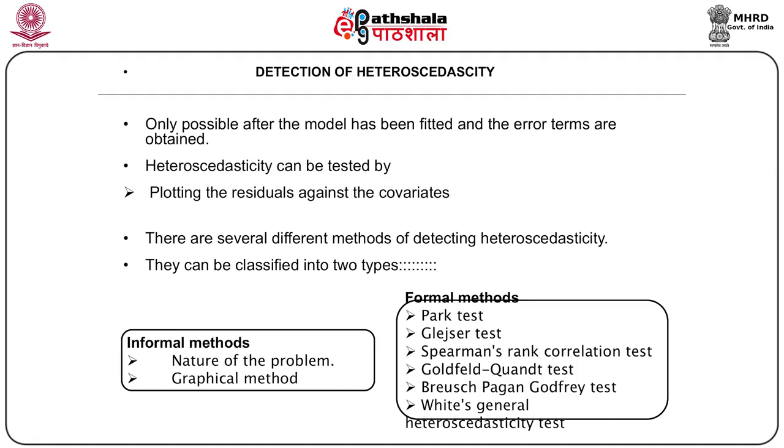In detection of heteroscedasticity, there are several methods. They can be classified broadly into two types. Informal methods. The two types of informal methods are nature of the problem. Knowing the nature of the problem helps in detecting the presence of heteroscedasticity. And we have the graphical method. Under formal methods of detection of heteroscedasticity, we have a number of quantitative methods, some of which are Park test, Glejser test, Spearman's rank correlation test, Goldfeld-Quandt test, Breusch-Pagan-Godfrey test, and White's general heteroscedasticity test.